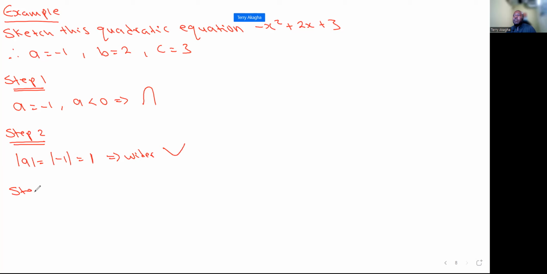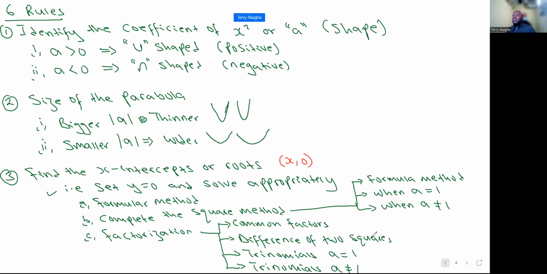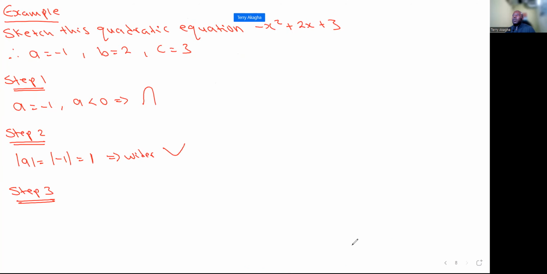Step 3 now asks us to find the x-intercept or the root. So you set y to be equal to 0. We have y equal to minus x squared plus 2x plus 3. We put y equal to 0, and that gives you minus x squared plus 2x plus 3.